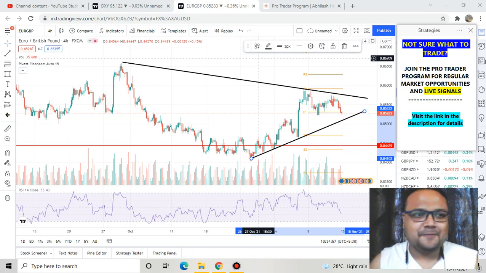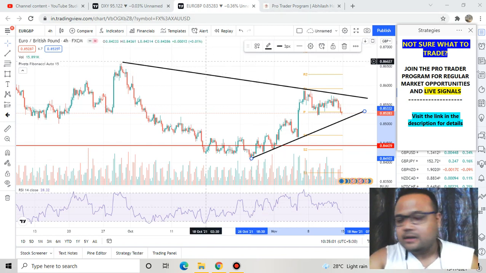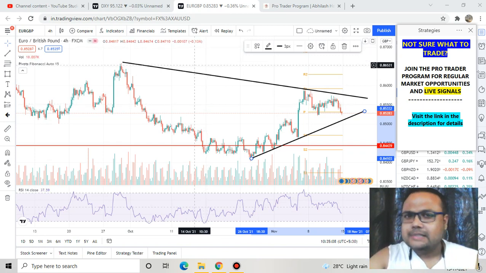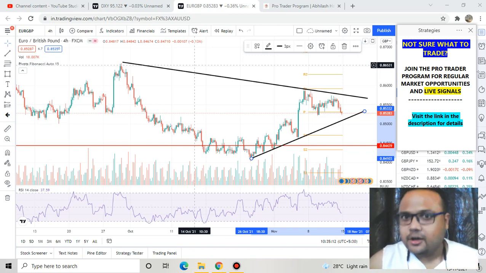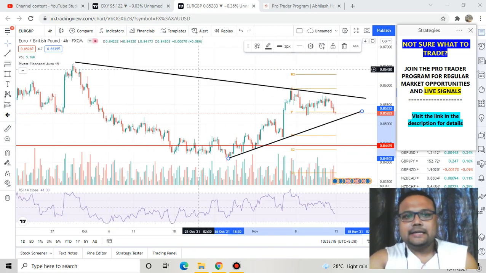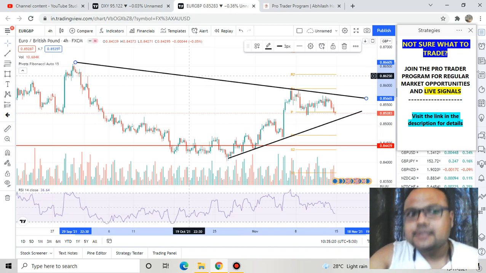So let's get started. This is the Forex chart of Euro GBP in front of us right now. As you can see, I have got three lines on the chart. Let's try to understand what is going on in the chart of Euro GBP and what the trading opportunities are. First of all, you can see that we have a line at the top which is acting as a resistance for the market.